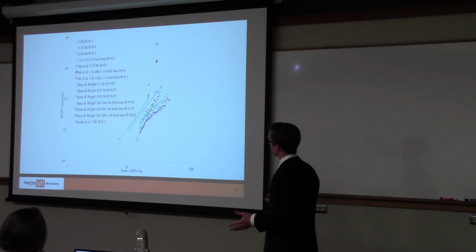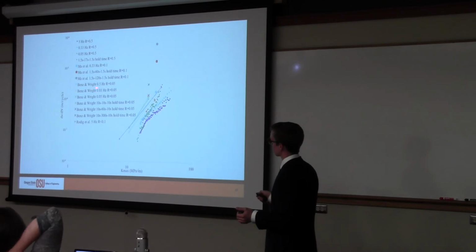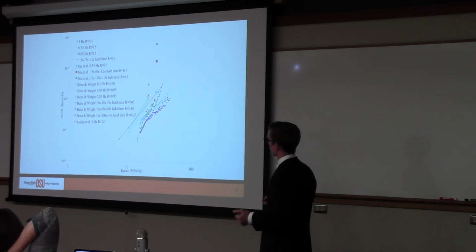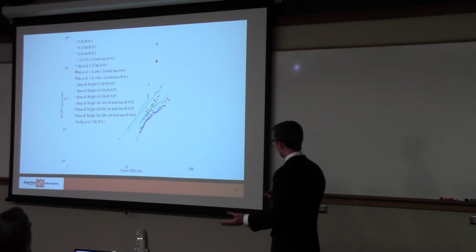To my eye, it looks like Rudig's data for 5 hertz at a lower load ratio, less than 0.1, and Benz and Wright's data for lower load ratios for some slightly faster and slightly slower triangular waves, all they're doing is shifting upward. And the lower load ratio shifts the whole thing upward. And it's important that it doesn't change it in some other way.